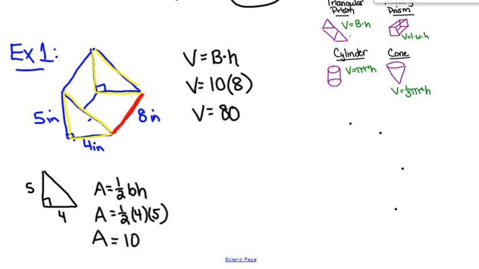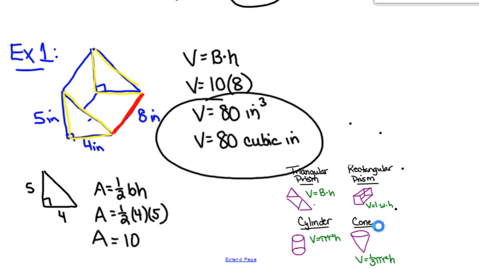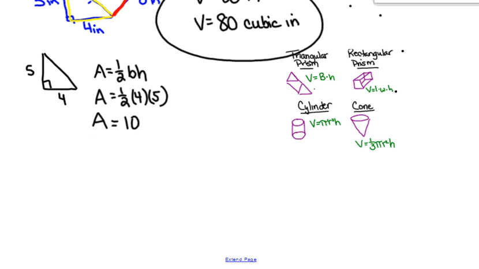So the volume for this triangular prism is 80 inches cubed, or if you prefer, 80 cubic inches. They're both two different ways of saying the exact same thing. Beautiful. All right, I'm going to drag my sticky note down so I'll have it with me for the next problem.